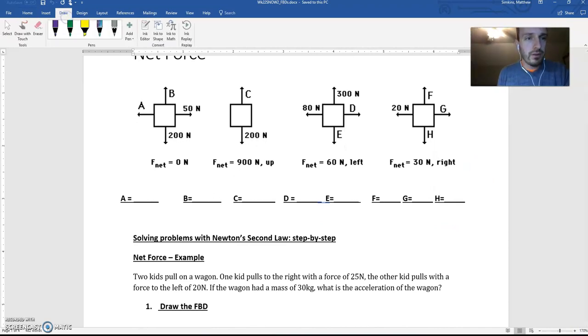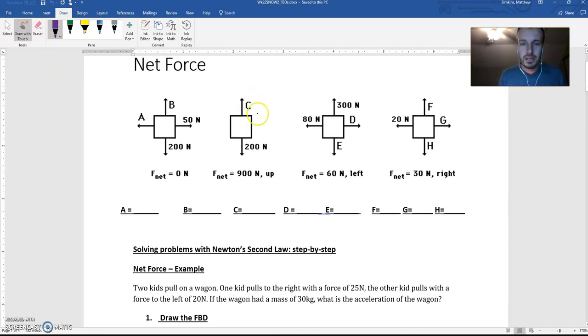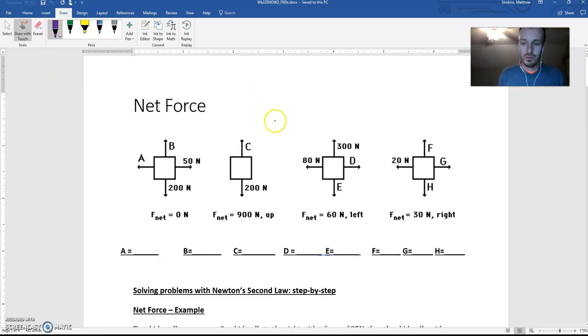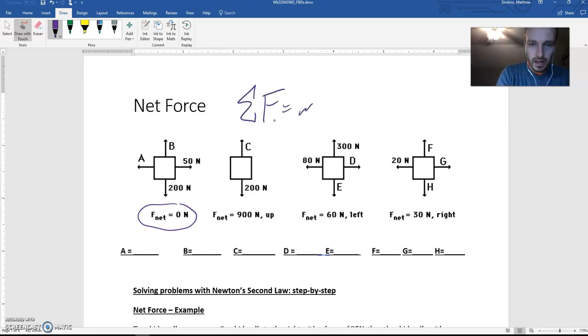So we look at these FBDs, or free body diagrams, and it's just a way to represent what forces are acting in a particular situation. Now, with a quick little introduction here: sometimes we say net force, and we write it as sigma F equals ma. This means the sum of all the forces, or the net force. If the net force is 0, that means the forces are balanced in all directions.